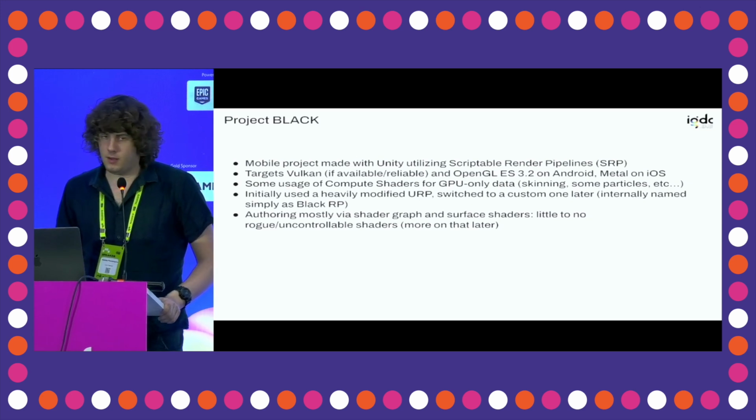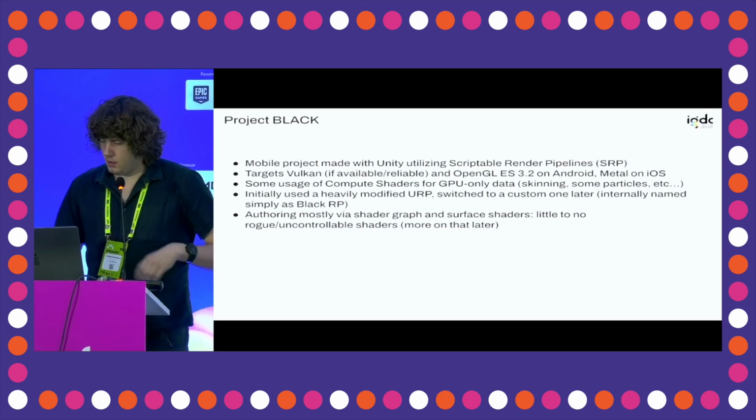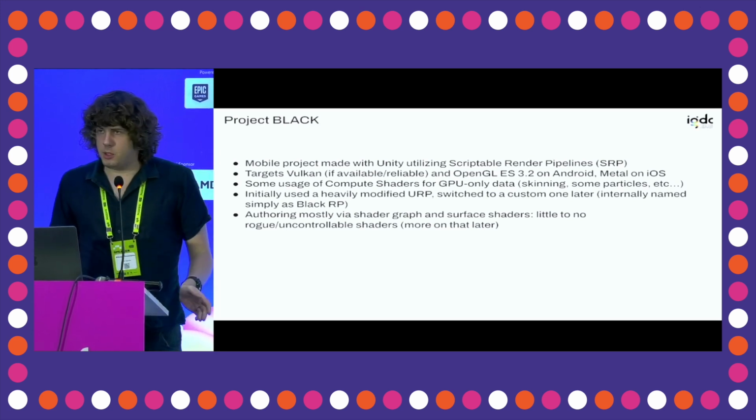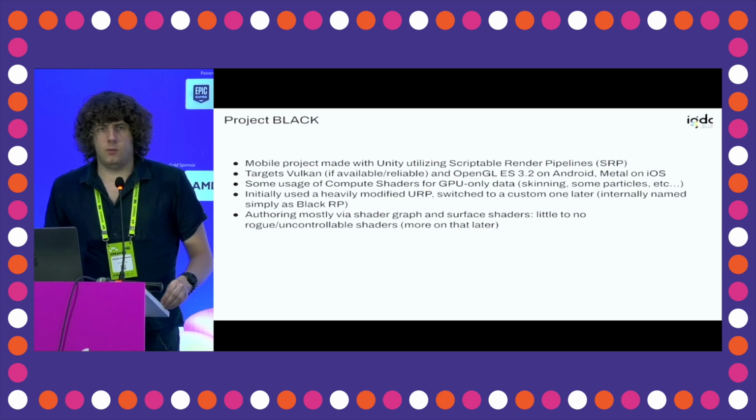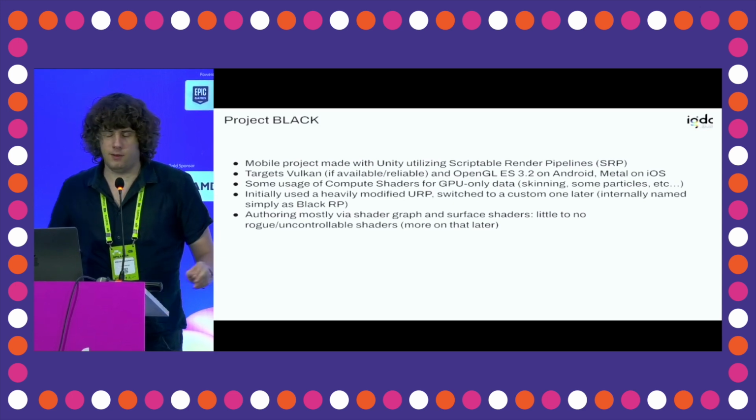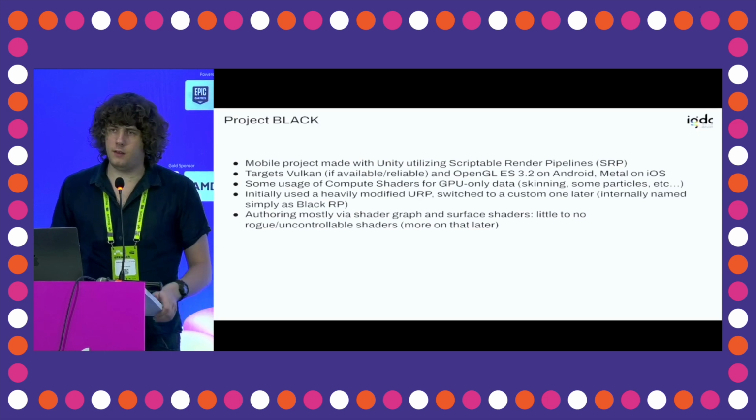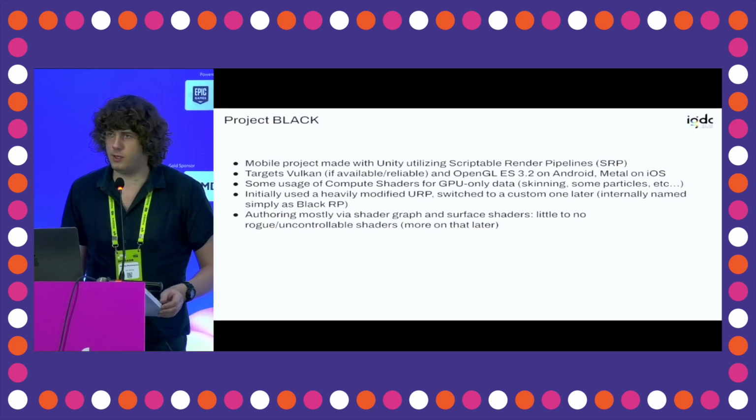Initially we used the Universal Render Pipeline, a heavily modified URP, but then transitioned to our own custom render pipeline for simplicity. Regarding the regular vertex fragment shaders, we mostly use Shader Graph because it's a very controlled environment and it's very easy to use for everyone. Not everyone really likes to code in shader code directly.